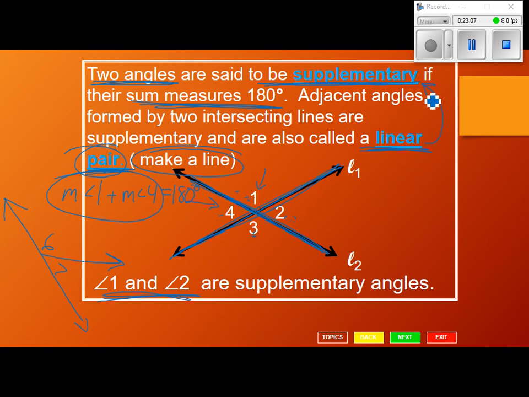Now just because two angles are supplementary doesn't mean they're a linear pair. Because I could have this. I could tell you that this angle right here is 50 degrees. Then I could have another angle that looks like this. And I tell you that that angle is 130 degrees. Well, those two together add up to 180. So they're supplementary to each other. But they don't form a line together, so they're not a linear pair. So all linear pairs are supplementary angles, but not all supplementary angles are linear pairs.